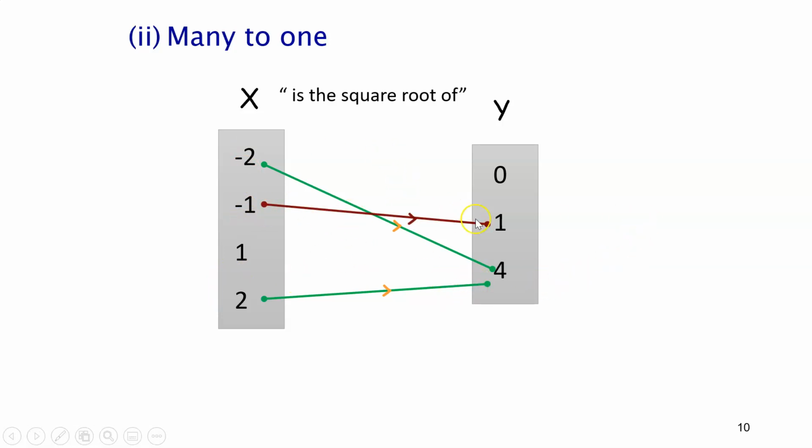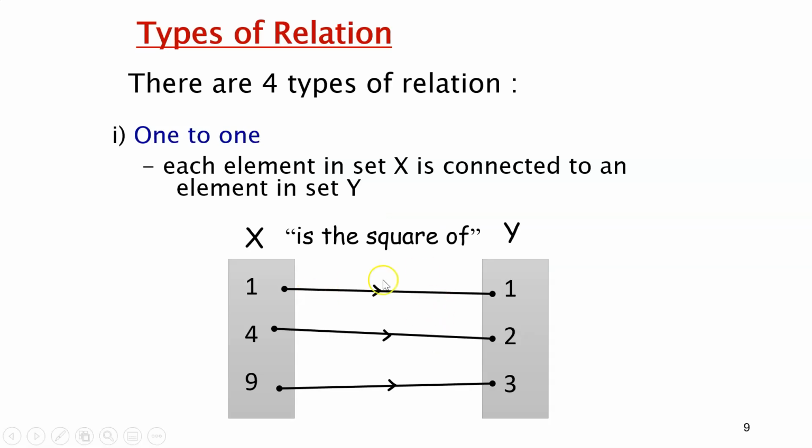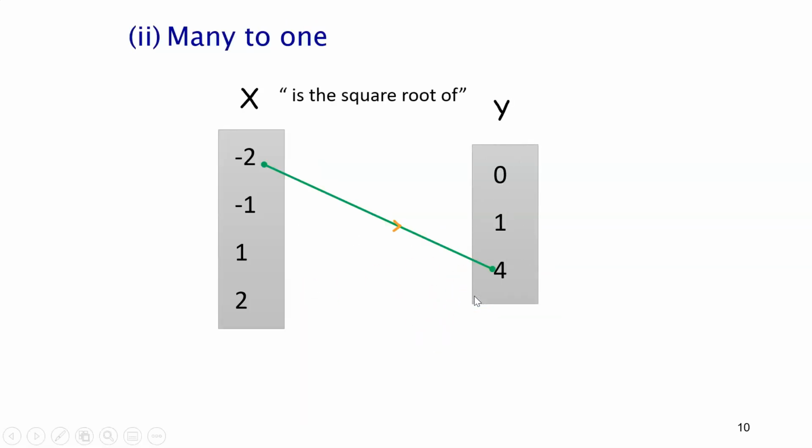And negative 1 is the square root of 1. 1 also is the square root of 1. So this becomes many to 1. Banyak kepada 1. Previously you had 1 to 1 only, like this, 1 kepada 1. Now you have many to 1. So that is already 2 types of relation.